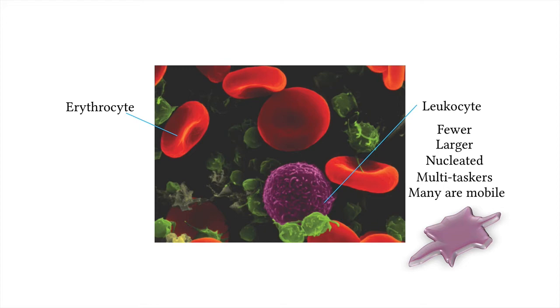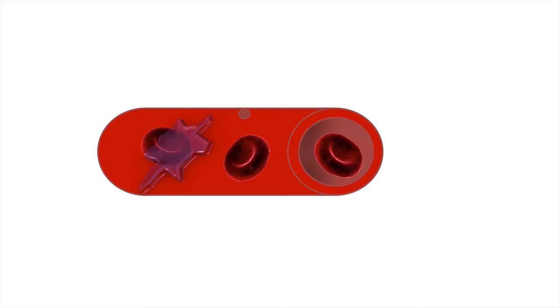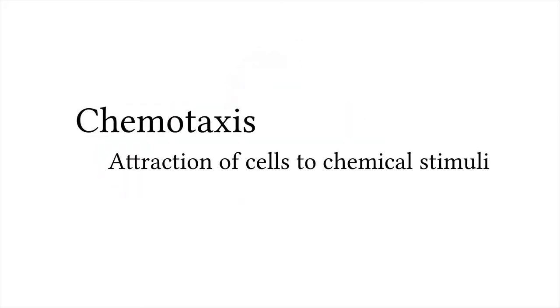This process is called diapedesis. Diapedesis is passage of white blood cells through pores in blood vessels to get into the tissue spaces. White blood cells need to move out of the blood vessels because the tissue spaces of the body are where their work happens. They are drawn to dead cells and invading cells and foreign material via chemotaxis. Chemotaxis is the attraction of cells to chemical stimuli.